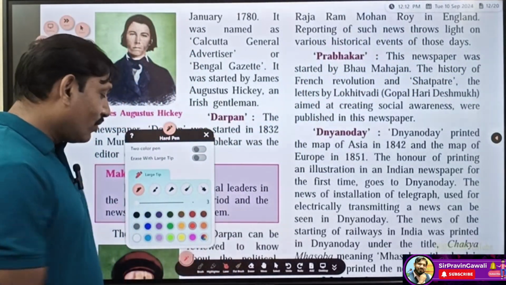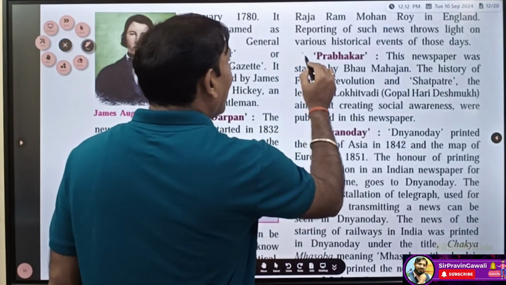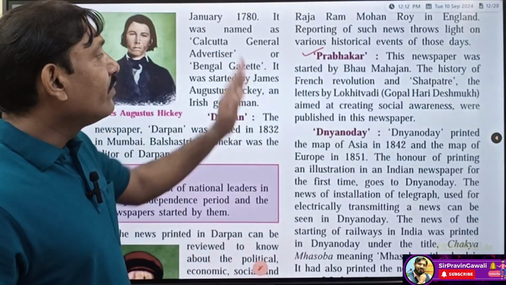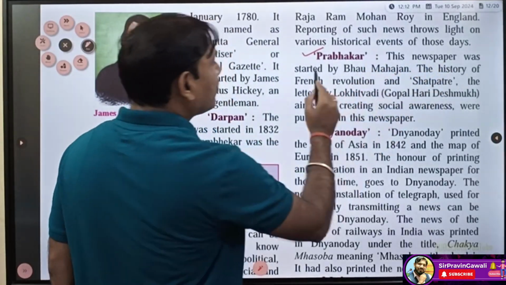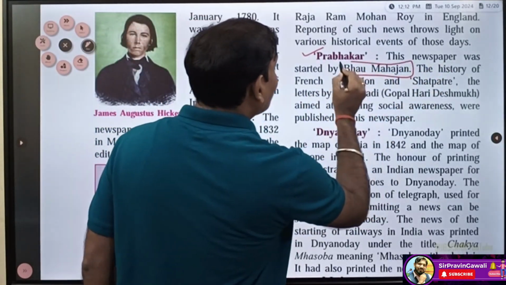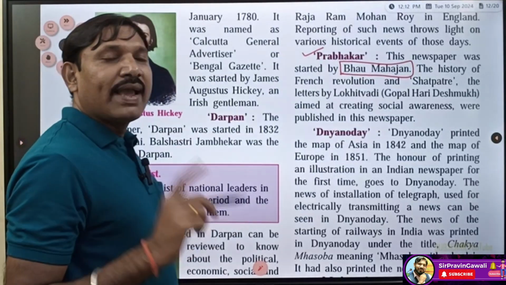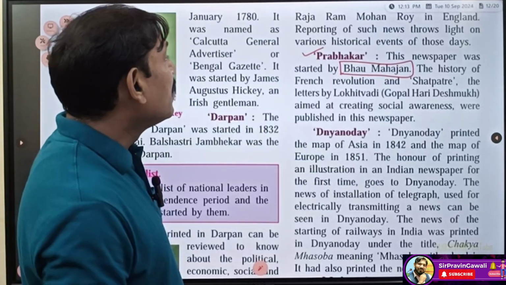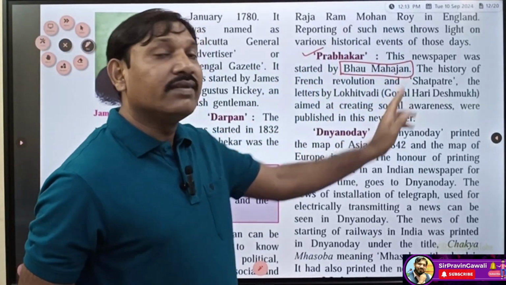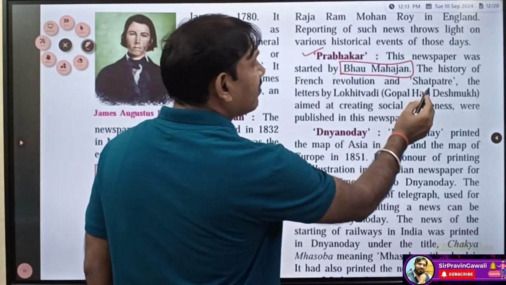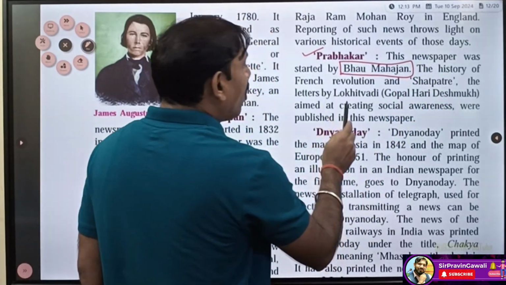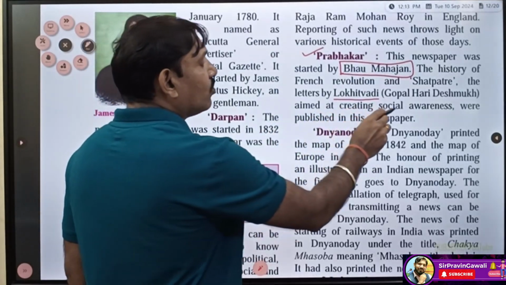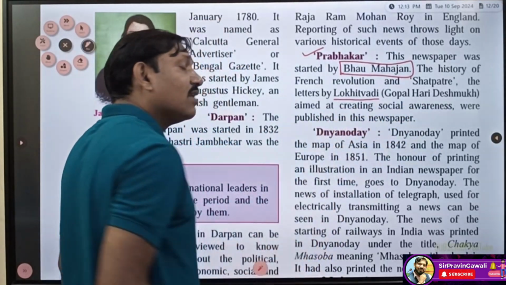Okay, students, now the next important newspaper is Prabhakar. We have seen first the Bengal Gazette, second Darpan, third one Prabhakar. This newspaper was started by Bhau Mahajan. The Bengal Gazette was started by Augustus Hickey, Darpan by Balshastri Jambekar, Prabhakar by Bhau Mahajan. The history of the French Revolution and Shatpatre, the letters of Lokhitvadi, aimed at creating social awareness, were published in this newspaper.